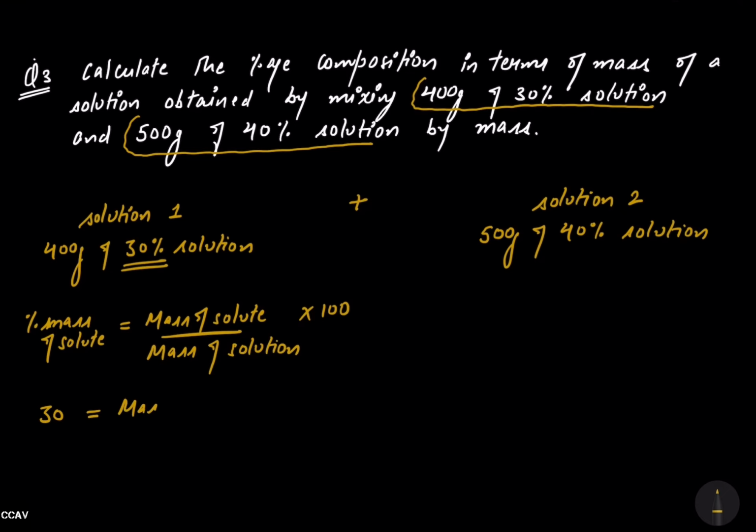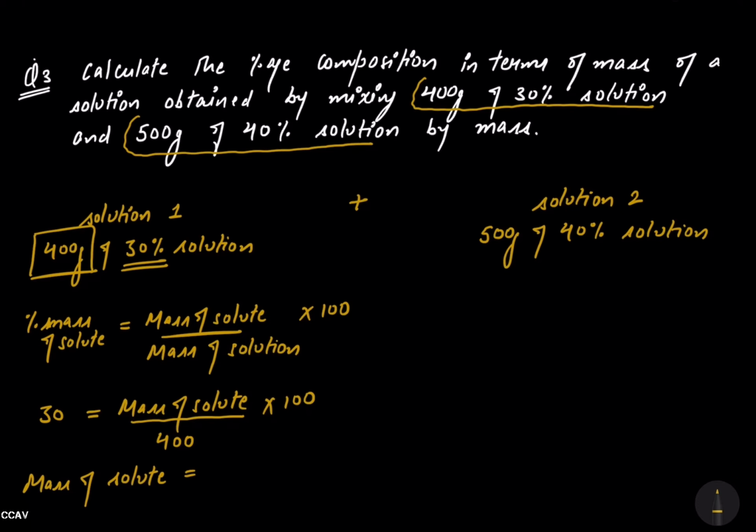Mass of solute I have to evaluate. Now what's the mass of solution? It's 400 gram. Total 400 gram of solution is given in the question. So it comes out to be 400 into 100. The mass of solute comes out to be 120 grams. That means 120 grams of solute is present in 400 gram of solution.